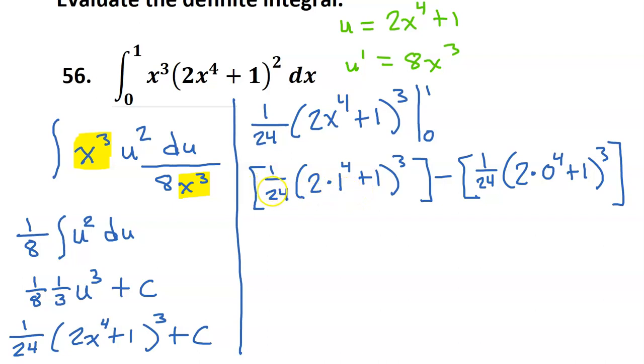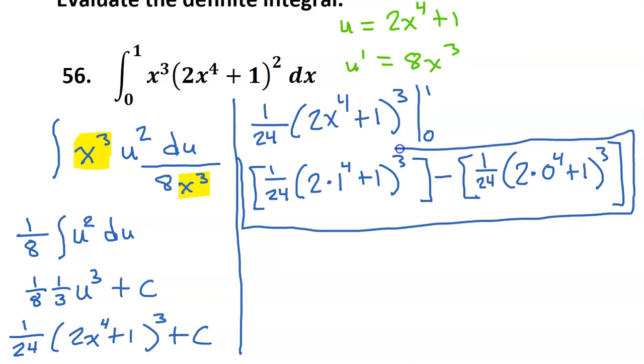Well, first of all, technically this is an answer to the question. So let me be clear that if this was a free response question, you are free to leave your answer just like this and get full credit. But because of possible multiple choice questions, I'm going to keep going and simplify this a little bit more.